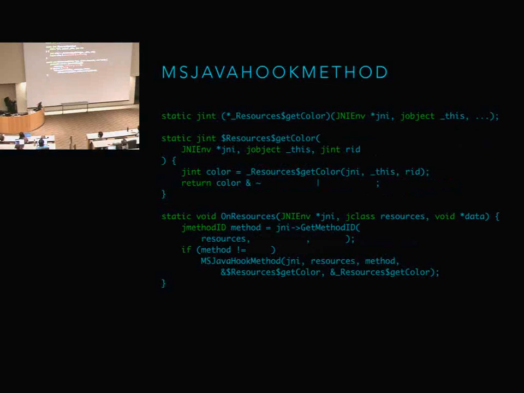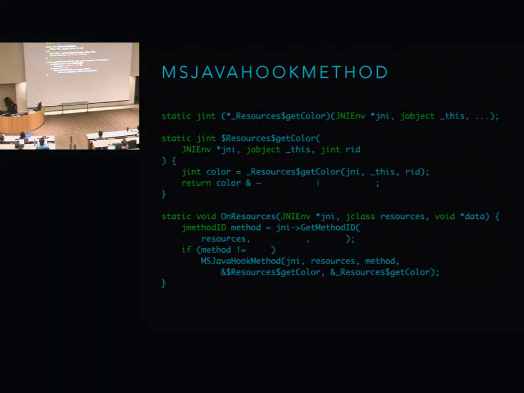All right. So here, again, at the C level, using JNI, I'm going to get the, and this is this on resources thing. Actually, the way I copied this slide, I probably should have deleted that section. So the fact that it's in this function called on resources, just ignore that part. All right, so I'm going to use the get method ID in order to look up the get color method of the Android resources class.